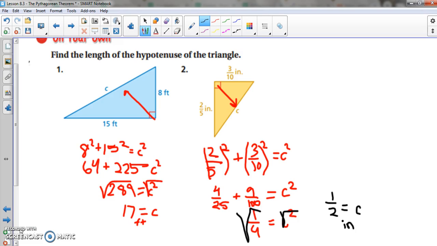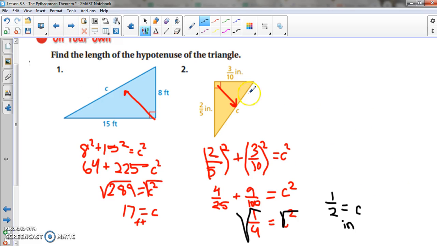And number 2, you have fractions, but you're going to treat them the same as if you were whole numbers. I just put them in parentheses so that you can see that when you square them, you actually square the entire fraction, not the numerator. So we have (2/5) squared plus (3/10) squared equals c squared. In solving, we have 1/4 equals c squared, and then we're going to square root both sides to get 1/2 for your answer for your hypotenuse.